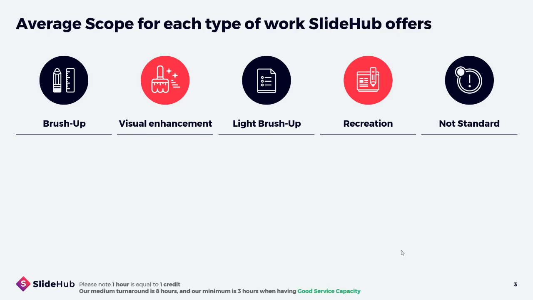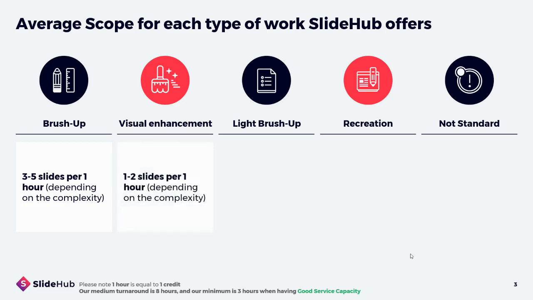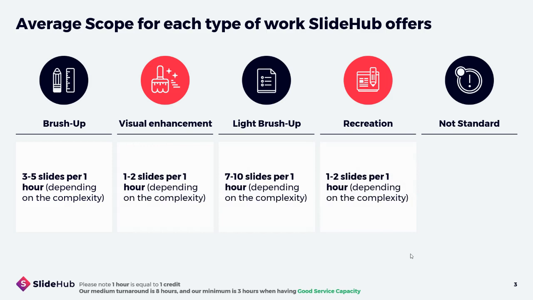Now we have here the average scope for each type of work that SlideHub offers. So for brush up, we have 3 to 5 slides per 1 hour. Of course, all of these averages depend on the complexity of the work. For visual enhancements, we have 1 to 2 slides per hour. Light brush up, 7 to 10 slides per 1 hour. Recreation, 1 to 2 slides per hour. Non-standard, it fully depends on the complexity of the work required.